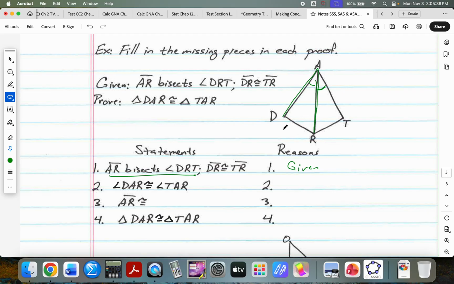Hang on just a second. I'm going to have to change this because that doesn't match. Let's make it DAT so that it matches. Because if I bisect DAT, the two congruent angles should be up here at A. They should have the vertex up here. I switched them. I apologize. It told me I had an angle bisector. Okay, so that's the definition of angle bisector.